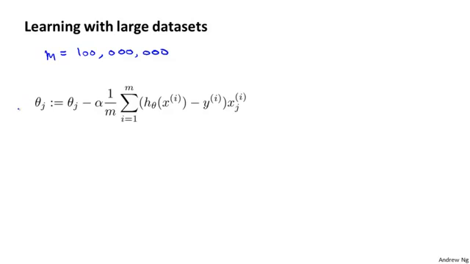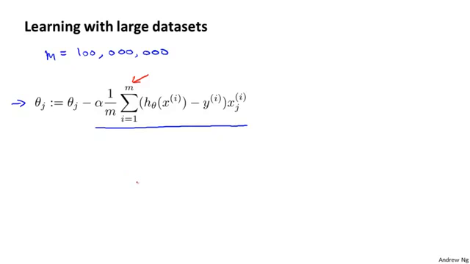And let's say you want to train a linear regression model or maybe a logistic regression model, in which case this is the gradient descent rule. And if you look at what you need to do to compute the gradient, which is this term over here, then when m is 100 million, you need to carry out a summation over 100 million terms in order to compute this derivative term and to perform a single step of gradient descent.